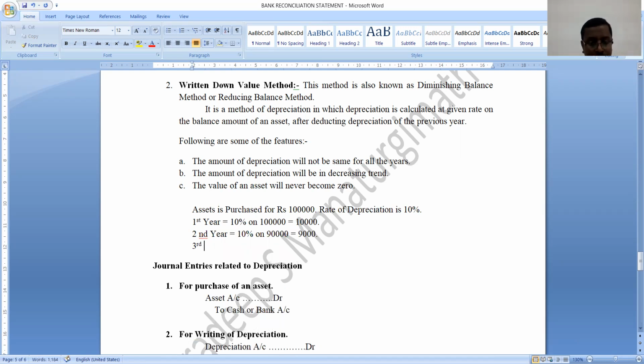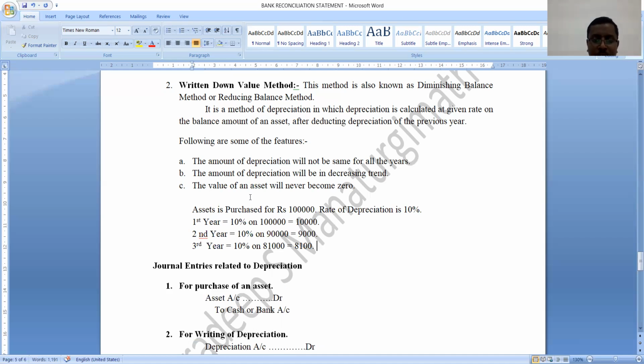And for the third year, how to calculate the depreciation? For the third year, it will be like this: 10% on, again, the written down value of an asset. Previous year written down value was 90,000 rupees. This year it is 90,000 minus 9,000, that is 81,000 rupees is the written down value of an asset. So 10% on 81,000 is how much? 8,100 rupees is the amount of depreciation. Understood? So this is how we should calculate depreciation under which method? Written down value method.